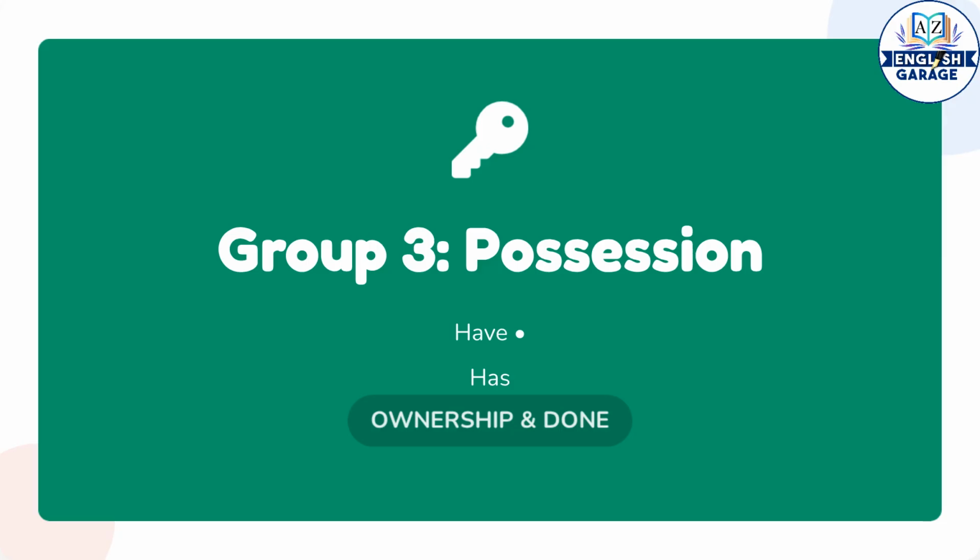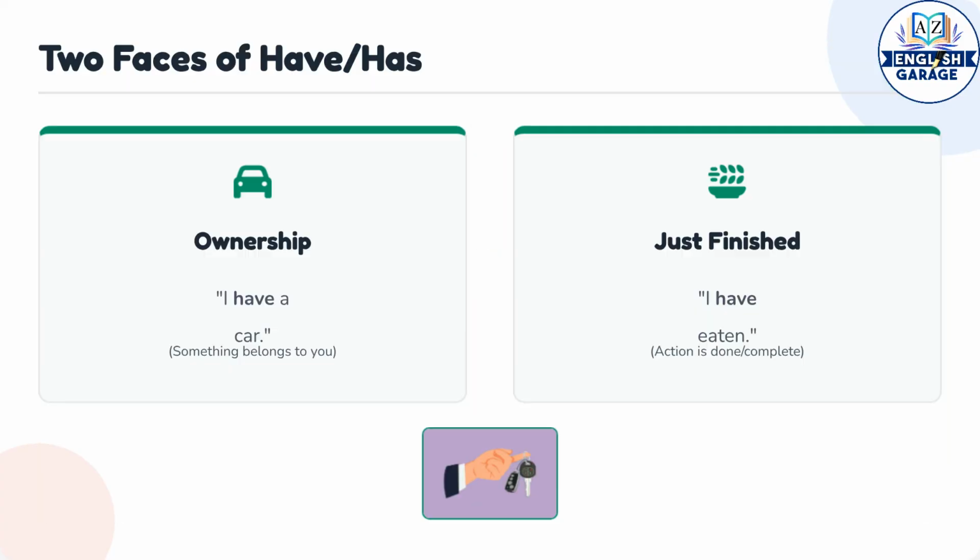Group 3 is possession, using have or has. This group is used for ownership and when an action is done or complete. The 2 faces of have or has are ownership, such as I have a car, and just finished, like I have eaten, meaning the action is complete.